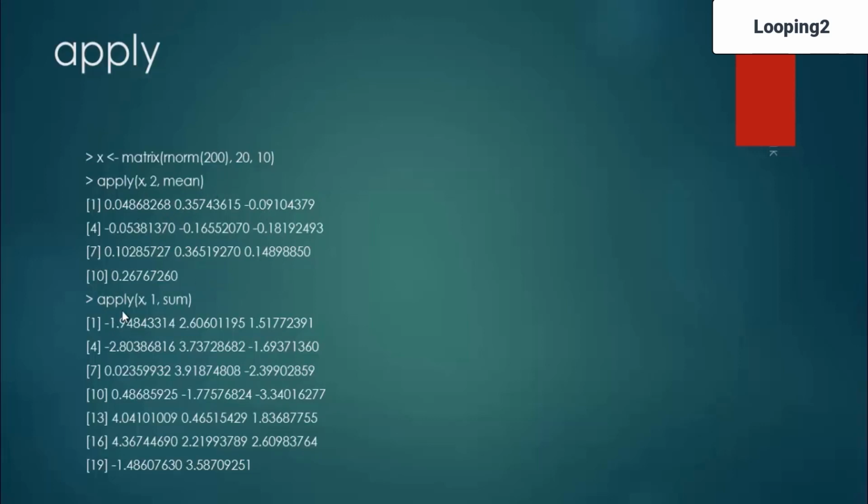And when I use apply of x comma 1 comma sum, now I'm taking the margin to be 1. That's the reason I'm getting 20 outputs for this, one for each of the rows. So this is where apply is much more useful. You can retain the specific margins that you want from the data.